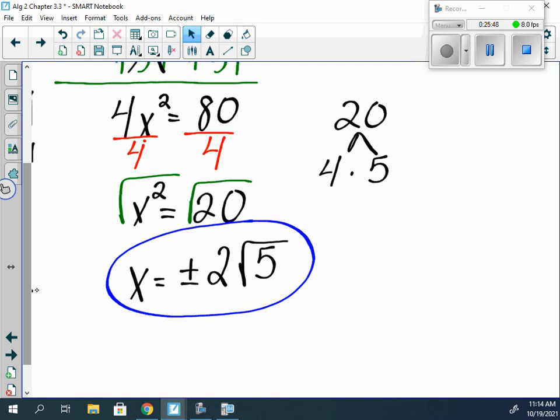But these here would be the solutions. And as we saw here, 2 square root of 5 is 4.7, or 4 point something. It's a non-repeating, non-terminating decimal. So would that be easily found by graphing? Well, no, it's not a whole number.